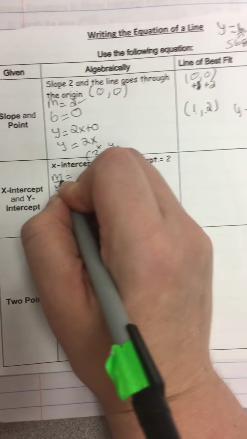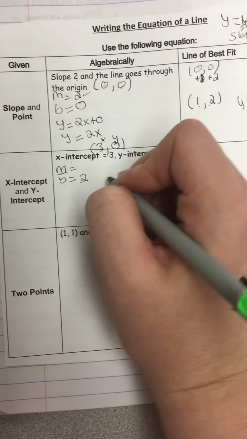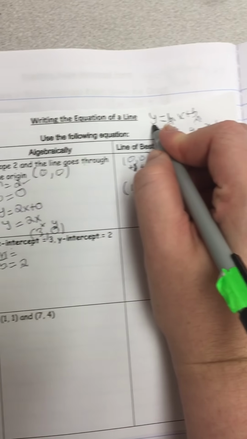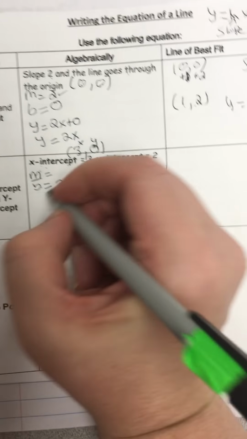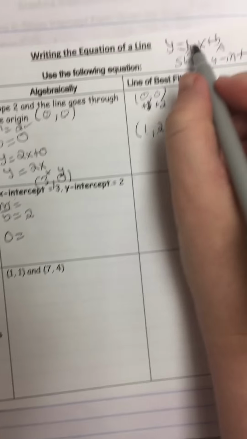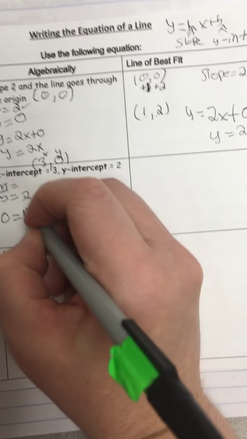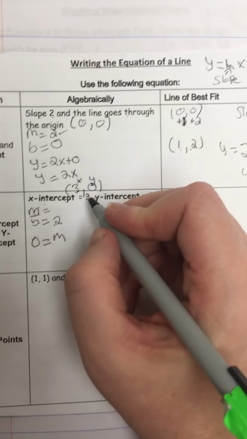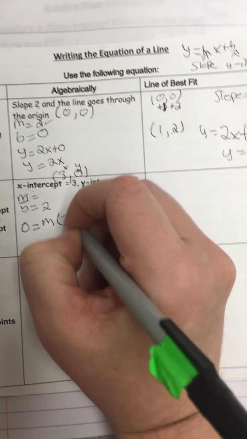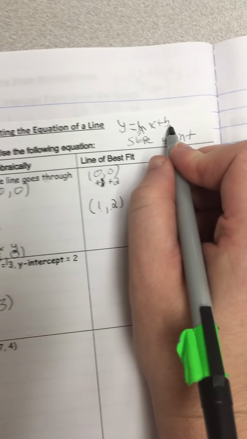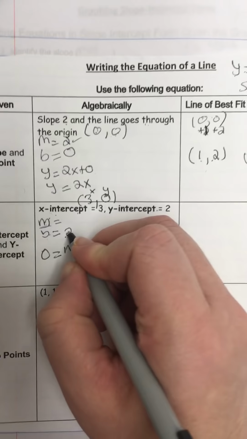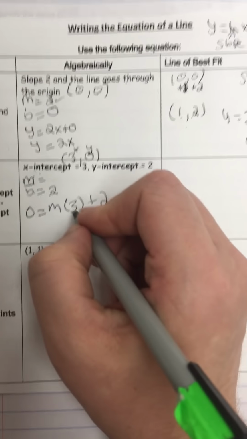I have a b, so I'm going to solve for m. In my equation, I'm going to plug in y is equal to 0. So 0 equals m, which we don't know, so we're going to leave it. X, we know is 3, so we can plug that in. And then plus b, we have plus 2. Let's go ahead and solve for that m.